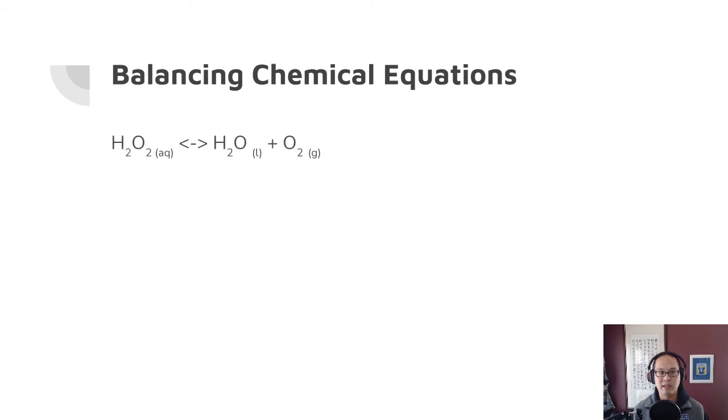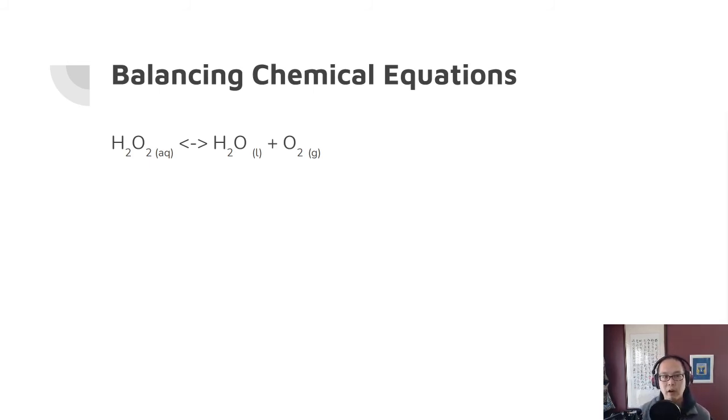Let's take the second example: H2O2 yields H2O plus O2. What I want you to do first is tell me right now, without balancing anything, write it down: How many hydrogens are on the reactant side? How many oxygens are on the reactant side? How many hydrogens on the product side? How many oxygens are on the product side? So count the number of atoms on each side of this equation right now.